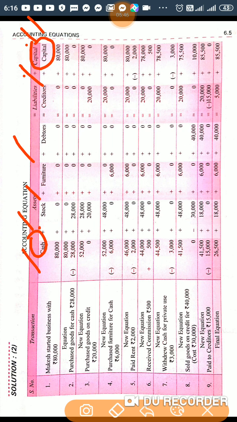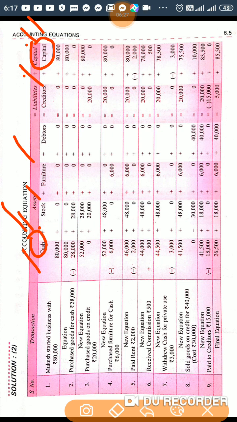Now next is withdrew cash for personal use. So two things are involved, drawings and at the same time cash. So cash is decreasing, cash is already written here, and for drawings I have told you, you will deduct from the capital. Drawing is nothing but a decrease in capital, so it should be deducted from the capital. Now next is sold goods on credit for rupees 40,000, cost was 30,000. So understand this, sold goods means you are selling the stock on credit for 40,000, and the cost of goods was 30,000.